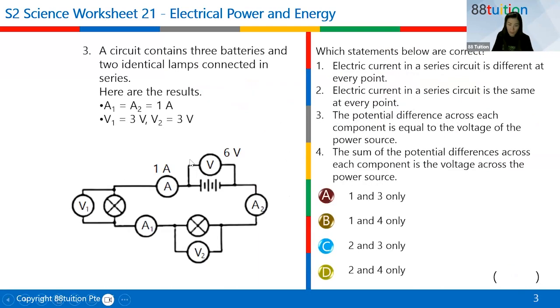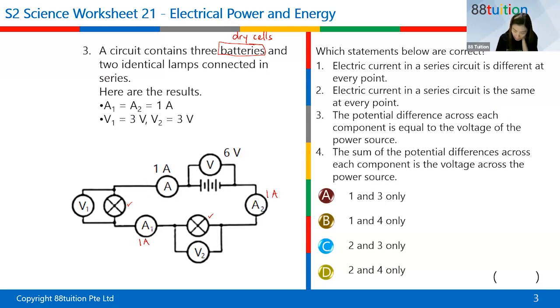Okay, next. Question 3. This is the circuit. It contains 3 batteries. Again, this is one battery consisting of 3 dry cells. Have to be very careful here. Now take a look. 2 identical lamps are connected in series. So these are the 2 lamps. And it says that A1 equals A2 equals 1 amp. That means this is 1 ampere and this is also 1 ampere.